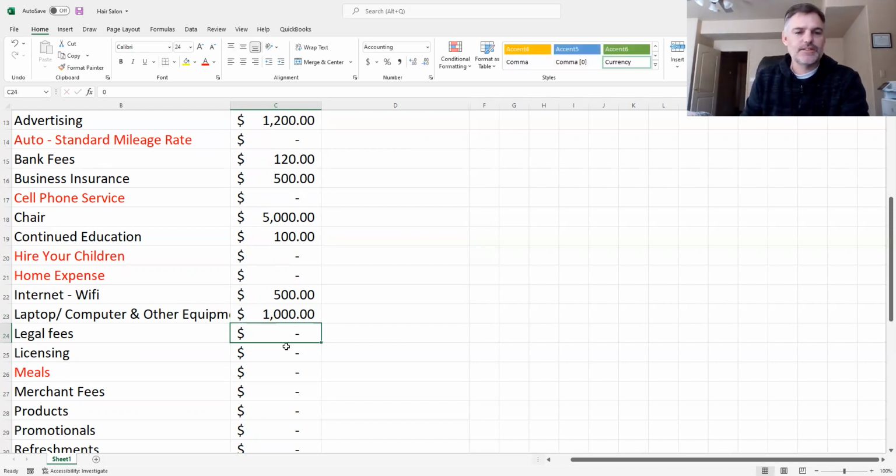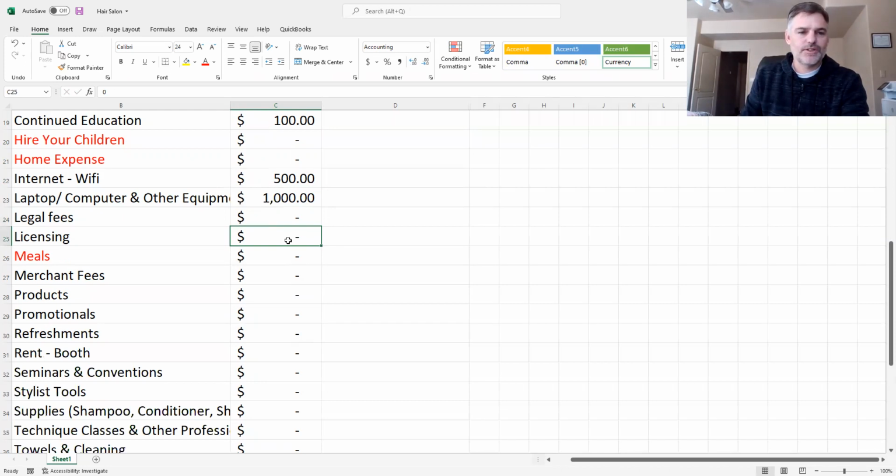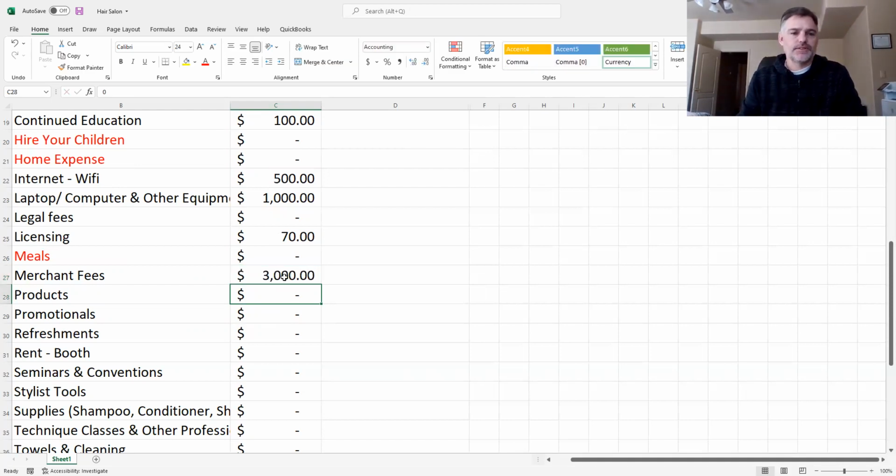If you have any legal fees, hopefully you're not needing too much in legal fees in business. Let's say that you need to renew your licensing. The state that I'm at, they usually have to renew it every other year. The Venmos and the PayPals, their merchant fees are pretty expensive. They're right around 3%. So let's just say we had about $3,000 in merchant fees.